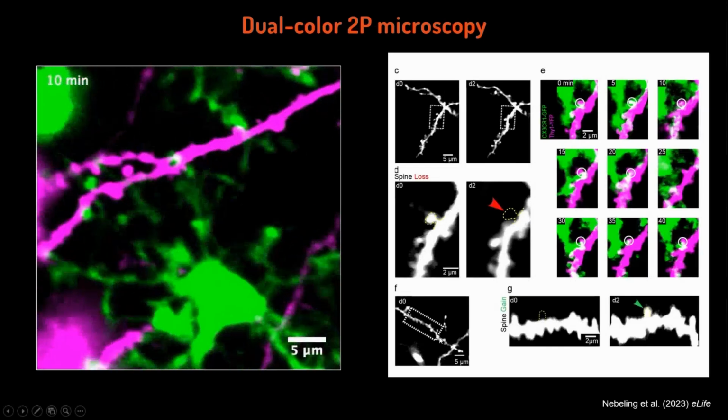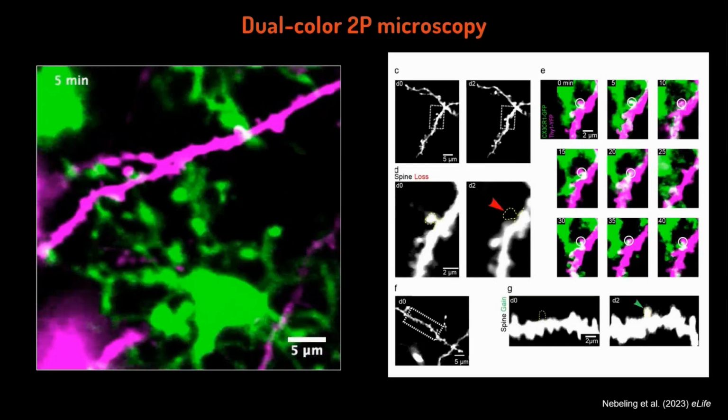I think I don't have the quantification here. I think I have it in another presentation. But what he saw is that microglia touches the spines all the time. And if it touches a lot of times, the spine will disappear. And if it touches less times, the spines will be kept alive, let's say. So the growth and retraction of a spine depends on the number of contacts by microglia. And this is only possible with dual color two-photon microscopy.